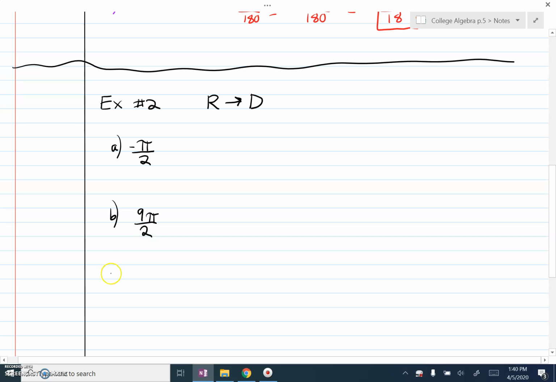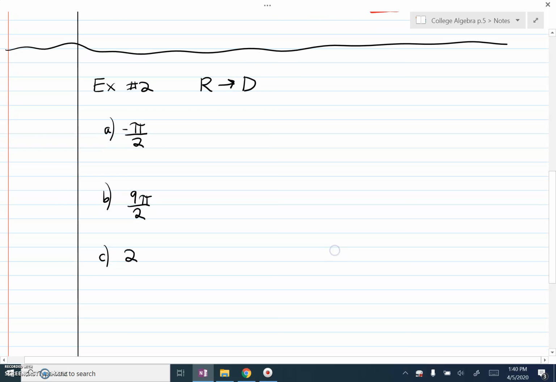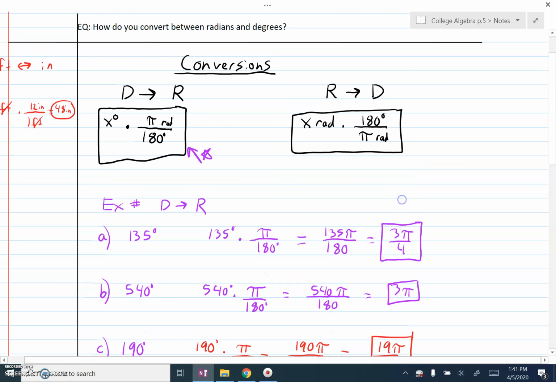And let's go with just the number 2. So this one has no pi's in it, just the number 2. So again, all you're doing is multiplying it by the conversion factor. So this would be negative pi over 2 multiplied by the conversion factor. Radians is on top, so radians needs to be on the bottom, so it would be pi over 180. Again, we're looking back at this conversion factor right here.